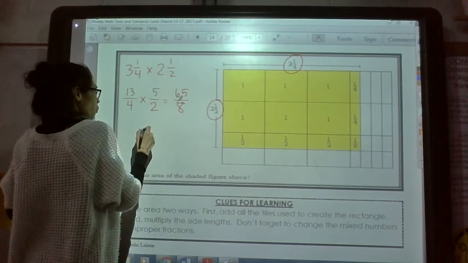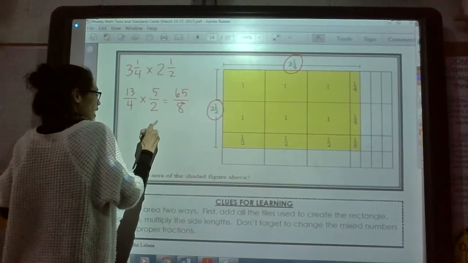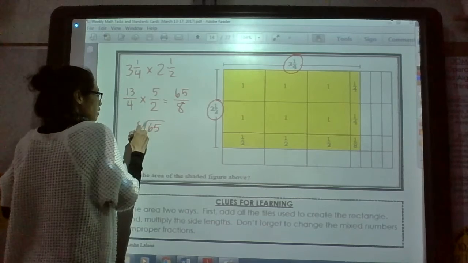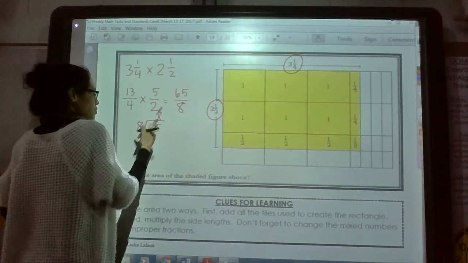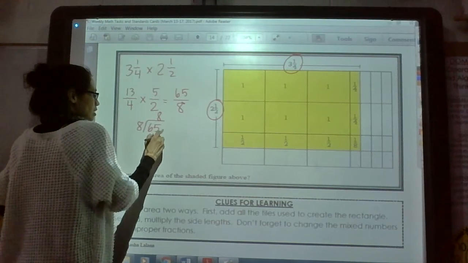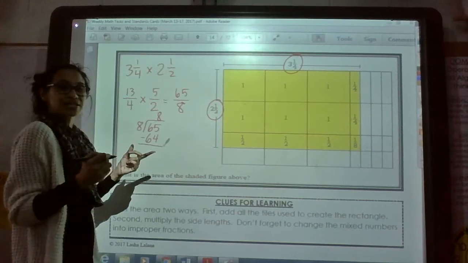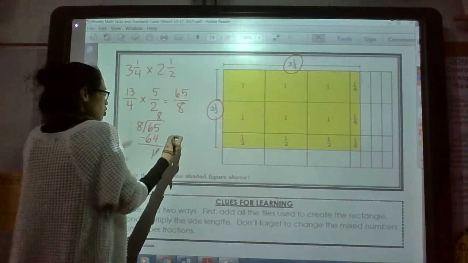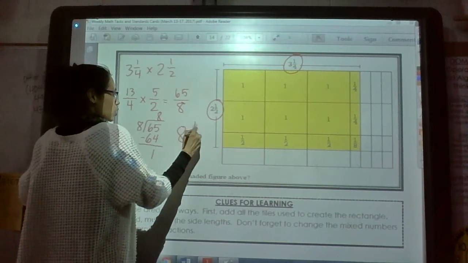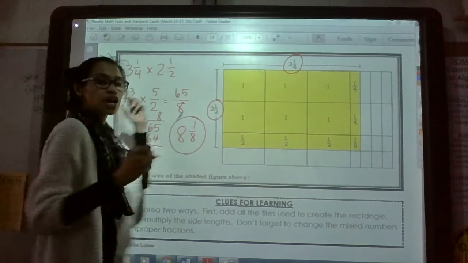All right. So we're going to divide. 8 goes into 65. How many times? You should do your times table. That's 8 times 8 is 64. Subtract that. How many is left? 1. So my answer is 8 and 1/8. Oh, bam, there we go.